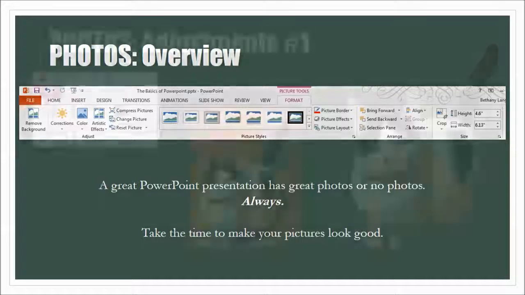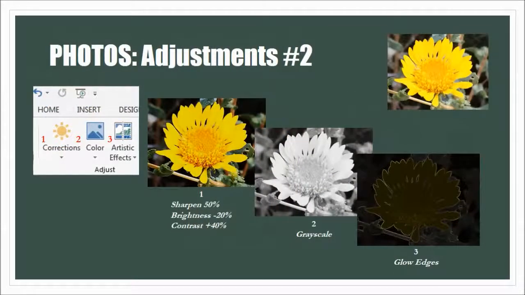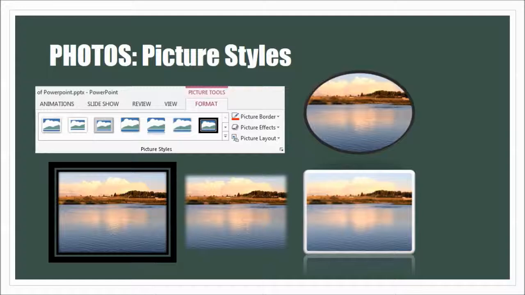You can try removing the background of a photo for a cutout. If you play around with corrections, color, and artistic effects, you can make subtle or startling changes to the picture's color and texture. If you play with picture styles, there is a wide array of frames and preset styles to choose from. The one thing I'd caution here, though, is that it's best to keep things consistent. Your presentation will look more cohesive if you just use 1 or 2 consistent styles.